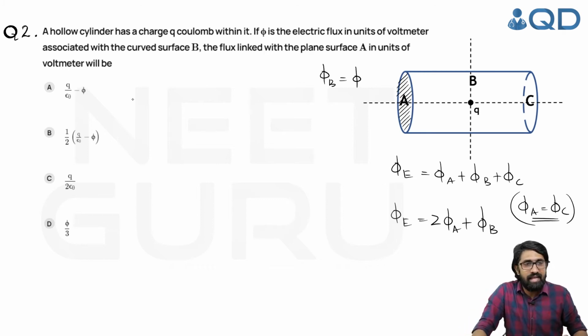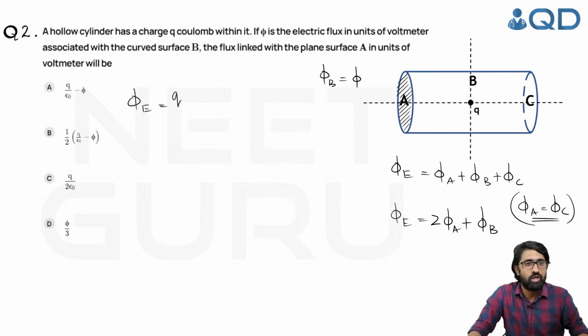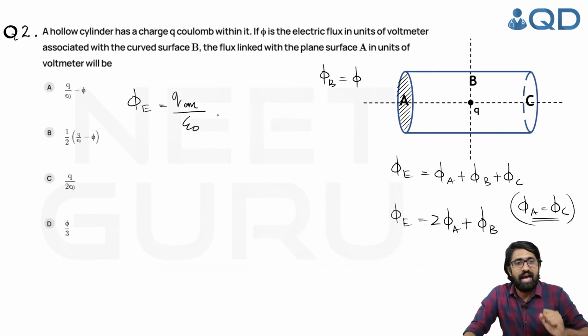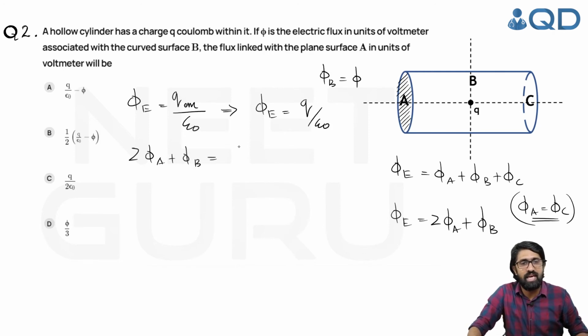Now, we know that the electric flux phi E passing through this closed cylindrical surface here will be equal to Q enclosed by epsilon naught. And that is according to Gauss theorem. And if that is true, in this case, Q enclosed is simply Q. So we have phi E is equal to Q by epsilon naught. We know that phi E is 2 phi A plus phi B. So we can say that 2 phi A plus phi B will be equal to Q by epsilon naught. Now, phi B, you know, is simply phi. So I can say that 2 phi A plus phi is equal to Q by epsilon naught.